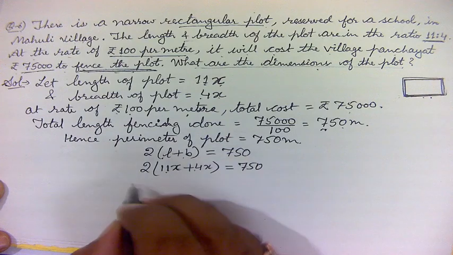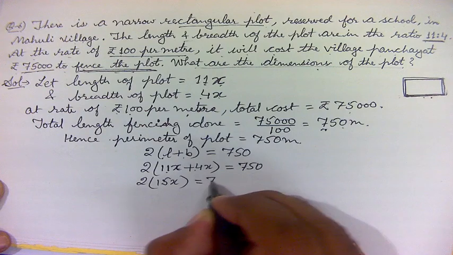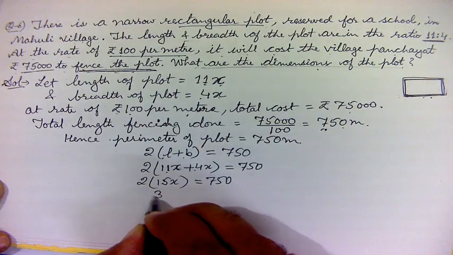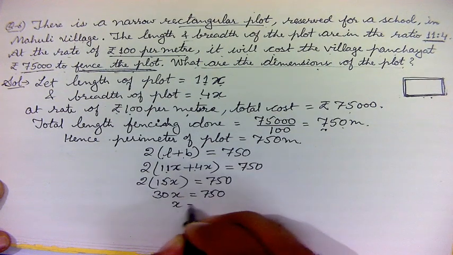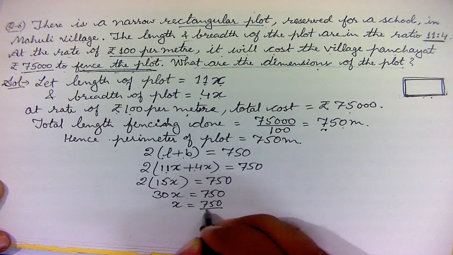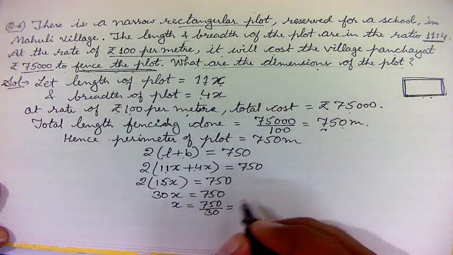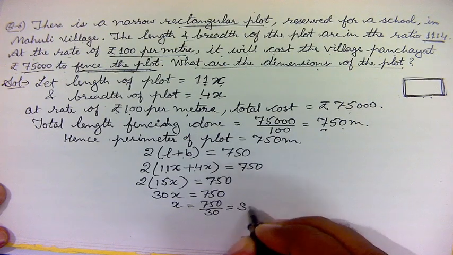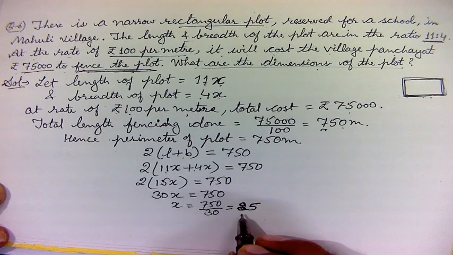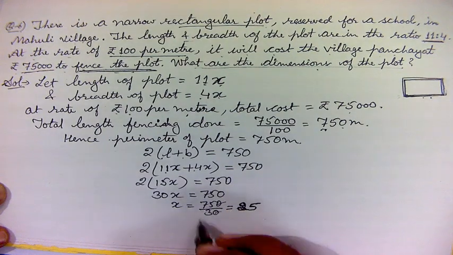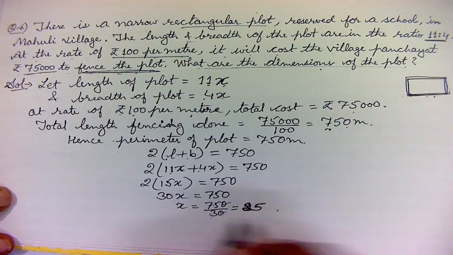Now what is 11 plus 4? 15. So 2 multiply 15x equals 750. That is 30x equals 750, and x equals 750 upon 30. So 750, when divided by 30, you get 25. The 0 and 0 will be cancelled, and 3 fives are 15, so this is the value of x.